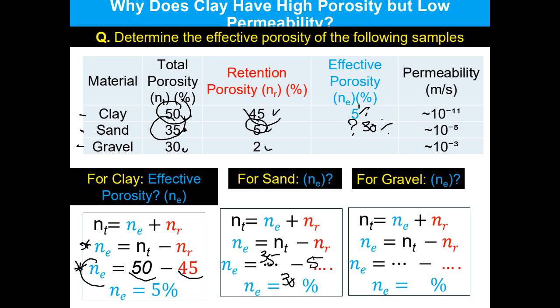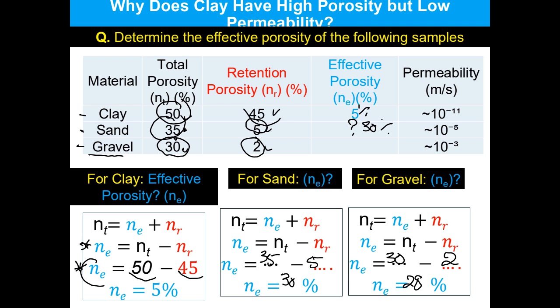Now for the gravel, you can pause the video and do it yourself. It's easy. We have everything here you need. So total equals effective plus retention, and effective equals total minus retention, and you plug the numbers here. My numbers are total for gravel is 30%, and retention is 2%. 30 minus 2 is 28%.